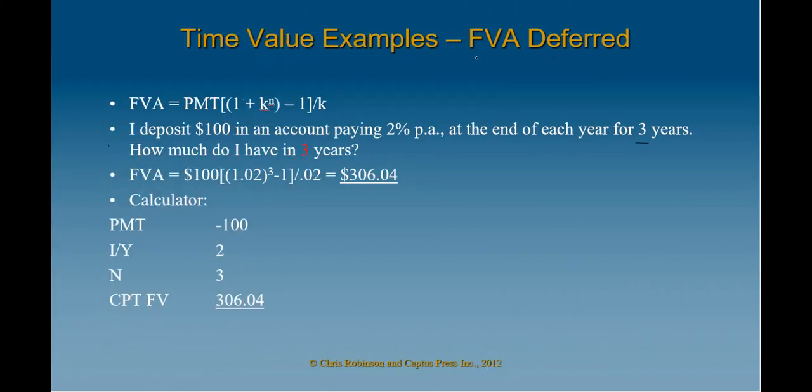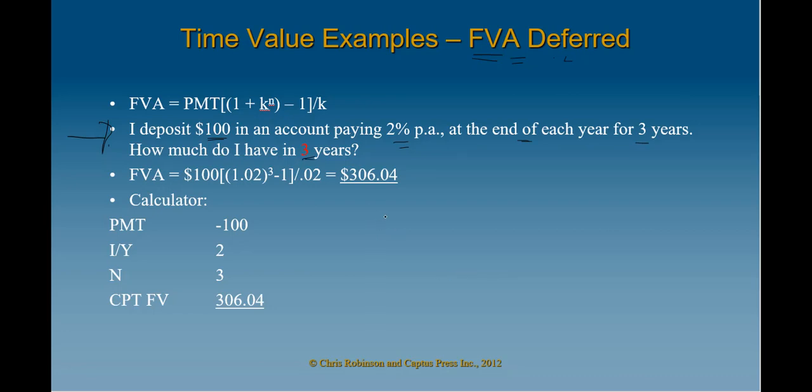Okay, on this slide now we're going to look at the future value of an annuity, and this is deferred, which means that the payments are coming at the end of the year. So let's just jump in and look at the example here. It says if I deposit $100 into an account paying 2% per annum at the end of each year for 3 years, how much do I have in 3 years?